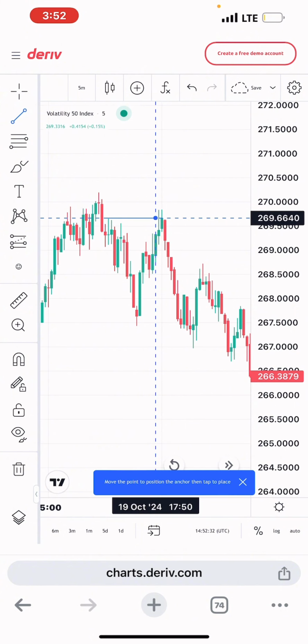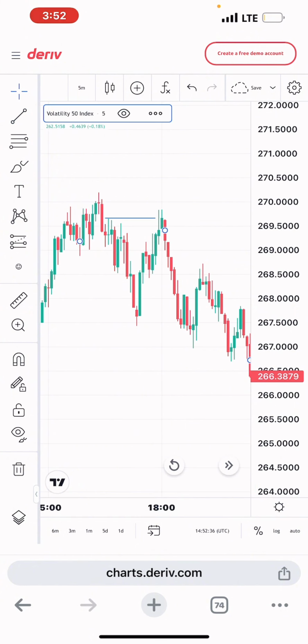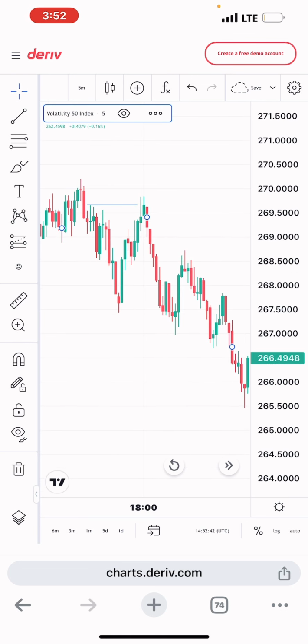We have a sweep of liquidity, which means that there are some sellers who were previously in this area, and as the market moved down, they moved their stop losses to break even. So what happened? The market came, liquidated them, or probably took out their stop loss. So with that in mind, that's a sweep of liquidity.